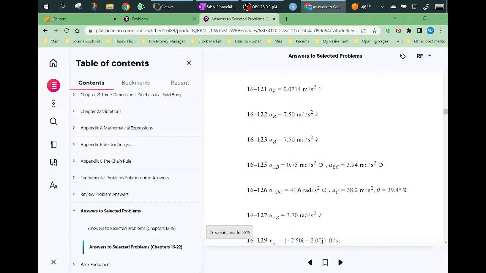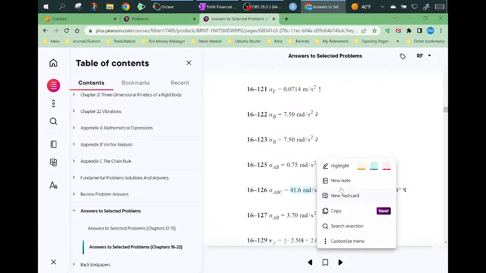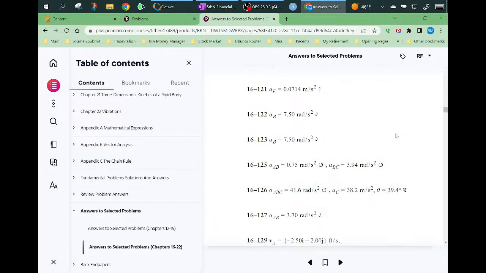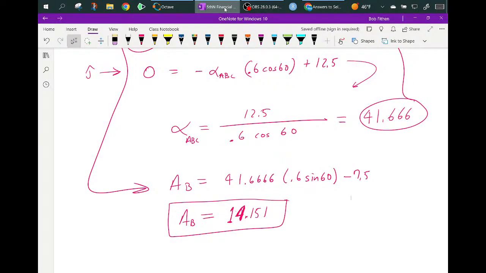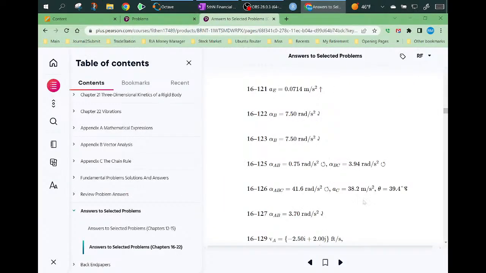Okay, so there is our 41.6. There's our alpha. Okay, wait a minute. So that's where we kind of left off. Oh, but acceleration. There was our alpha, 41.6, 14.151, 0.15.